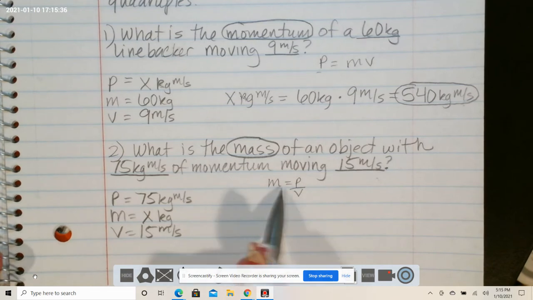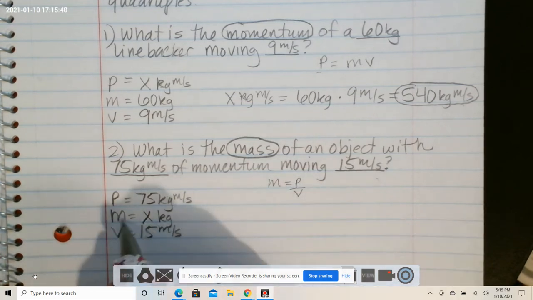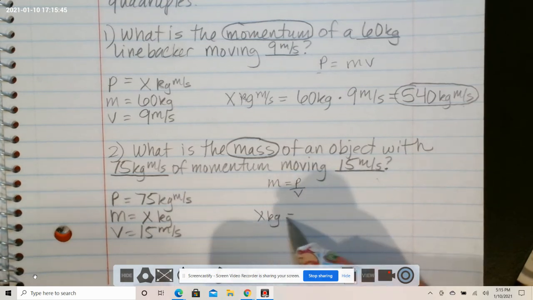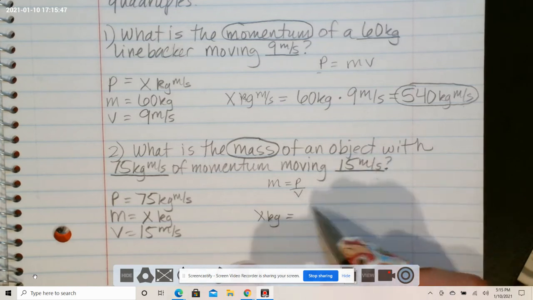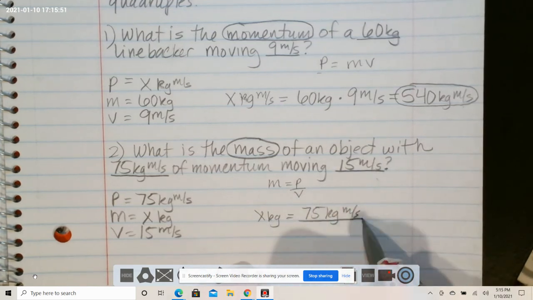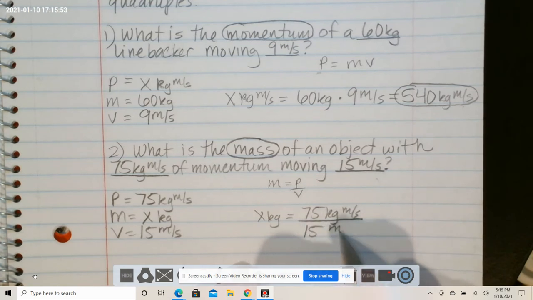Mass equals momentum divided by velocity. And now I'm going to just plug it into the equation. So M, mass, X kilograms, equals, my momentum goes on top, so 75 kilograms meters per second. I'm going to divide that by my velocity on bottom, 15 meters per second.